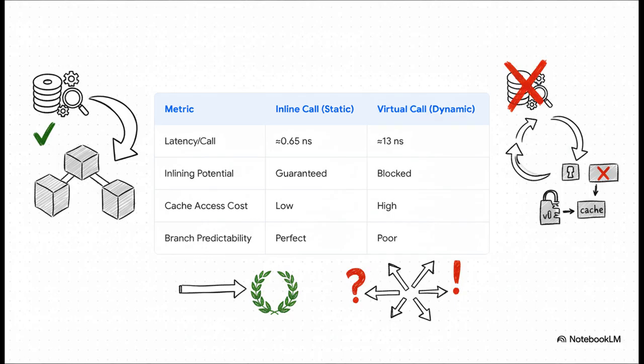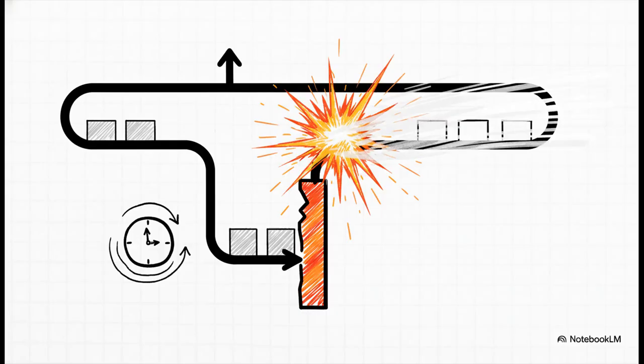This table breaks it down beautifully. The virtual call completely blocks the compiler's number one optimization, inlining. Just look at that row. It goes from guaranteed to blocked. Then there's the cache cost from having to go look at that vtable. But the real killer is that last row, branch predictability. And that last point is absolutely crucial.